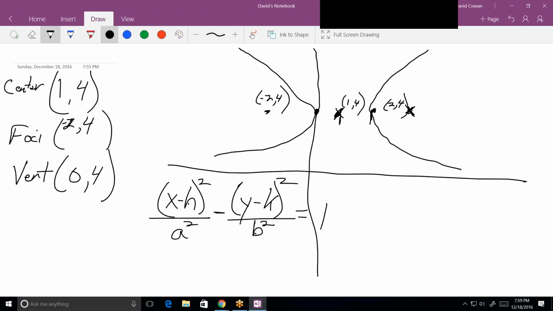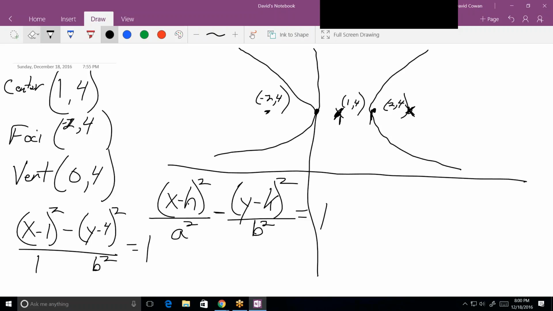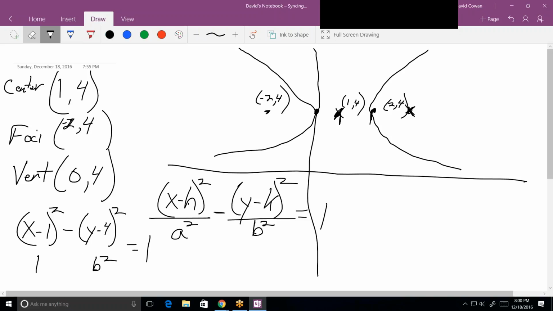1. Okay, so let me write as much as I know. I know x minus 1 squared minus y minus 4 squared, all over A is 1, so 1 squared. And the whole thing is equal to 1. So I know that much.